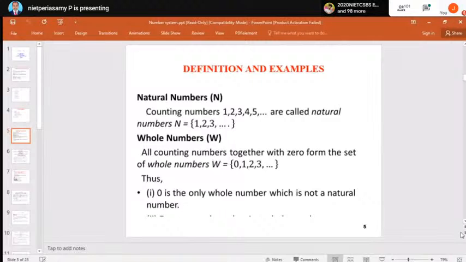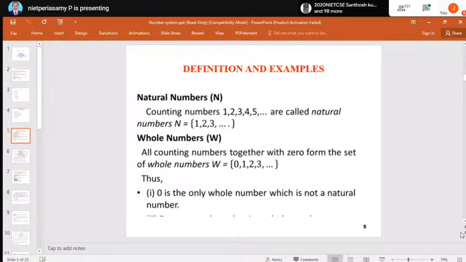The next one is whole numbers. All counting numbers together with 0 form the set of whole numbers. So W is equal to the set of all numbers starting from 0, 1, 2, 3, etc. This one is the set of whole numbers. Here one point is given: 0 is the only whole number which is not a natural number.